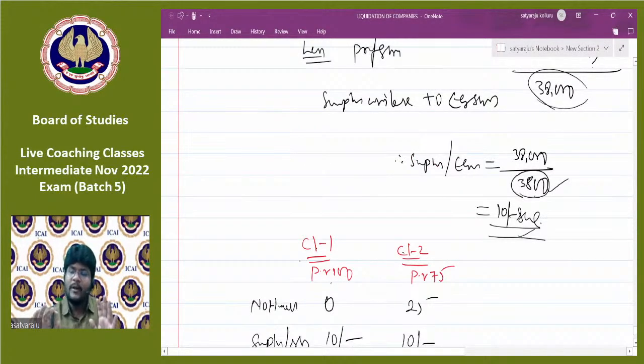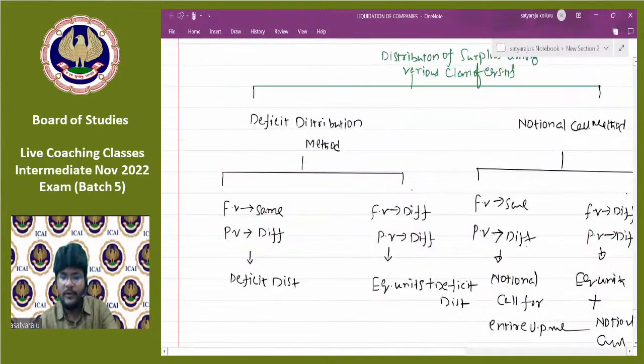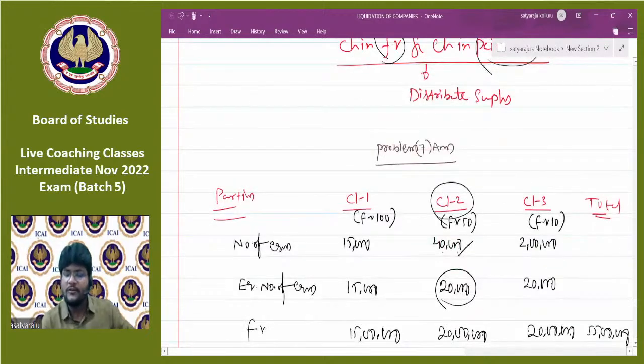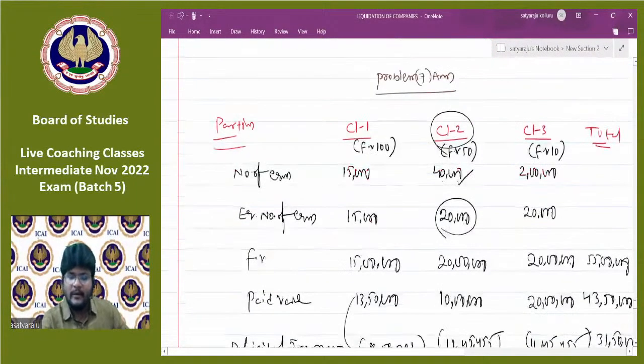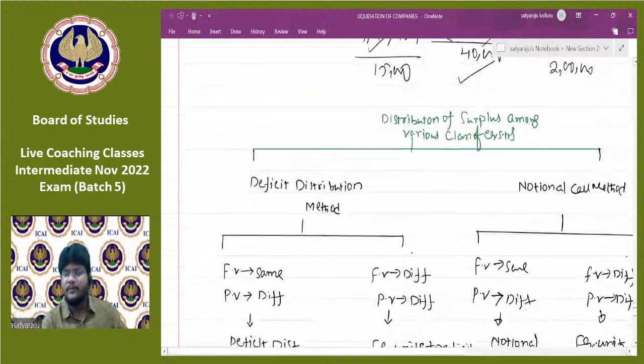Whether you are following method number 1 or method number 2, in case of deficit distribution method also you can do that. This is all about deficit distribution method. In such deficit distribution method, don't consider such equity shares at all. Under the face value, don't consider. Under the paid up value also don't consider. Do you agree with what I'm telling? So in the same way, you can ignore that, then you can complete the problem.